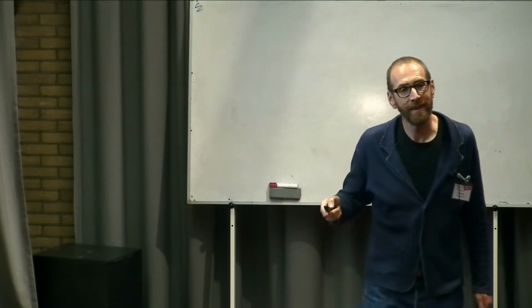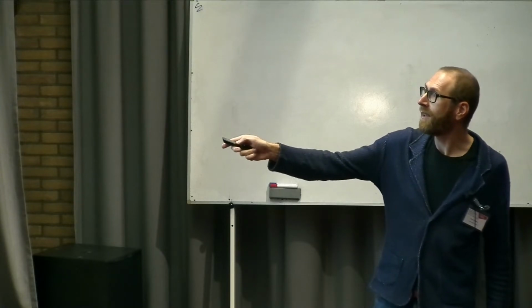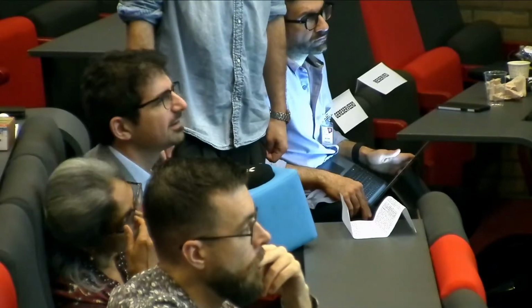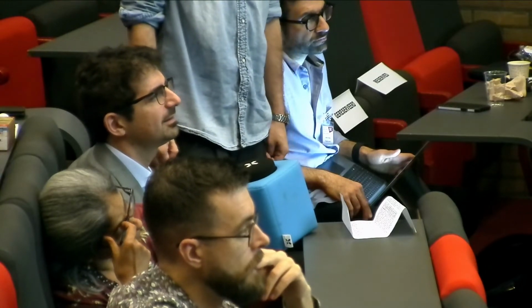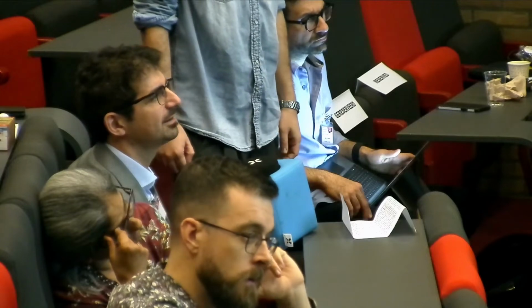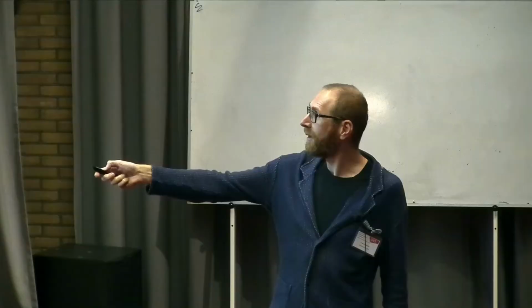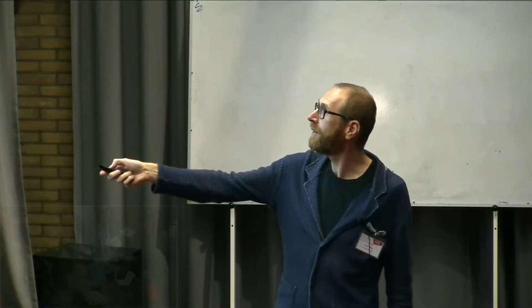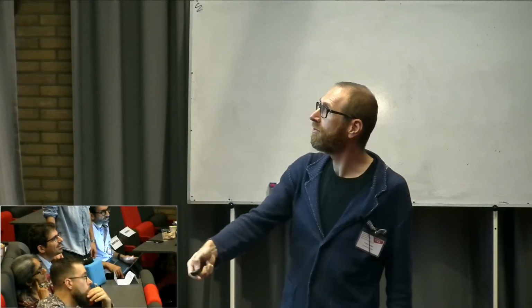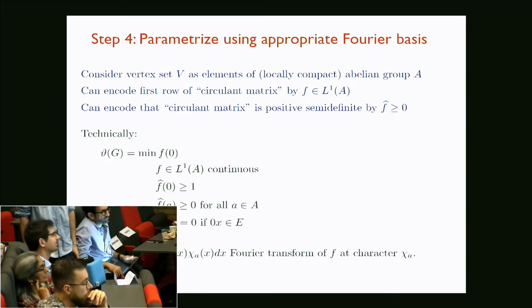And did we encode the B minus J? I guess that's the all ones vector or something, right? Exactly. So the J matrix is the all ones matrix. And then I want to have that B minus this all ones matrix is positive semi-definite. And this is encoded by saying that f hat of 0 is greater or equal to 1.